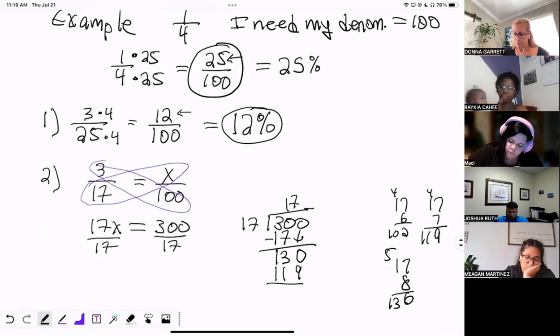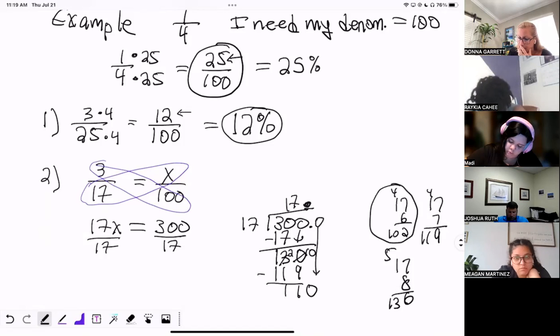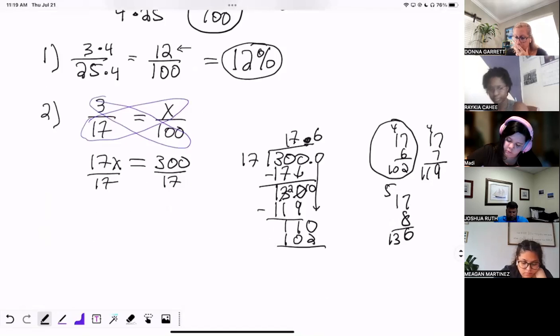If I subtract them, that becomes a 2, that becomes a 10. I have 11. Now here's my decimal place, right? I'm going to bring down a 0. There's my decimal place. 110, well, I already did it here. That's 6, that's 102. I'm going to do one more decimal place. I'm going to add another 0. Okay, 80.